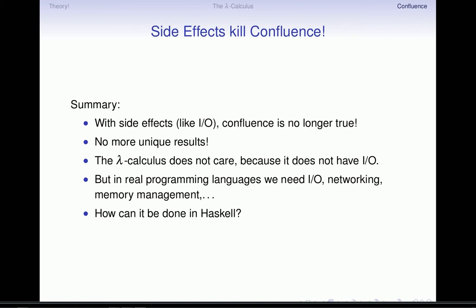As a summary, if you have side effects like I/O in a program, confluence no longer holds. You no longer have unique results. The thing is, why does this work in the lambda calculus? It works because the lambda calculus does not have I/O. But in a real programming language, we need I/O, we need networking, we need memory management, we need to access the state of the machine. How can this be done in Haskell, is the question.